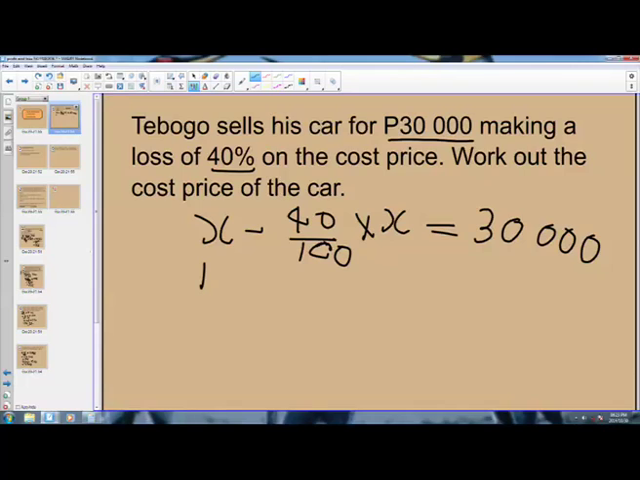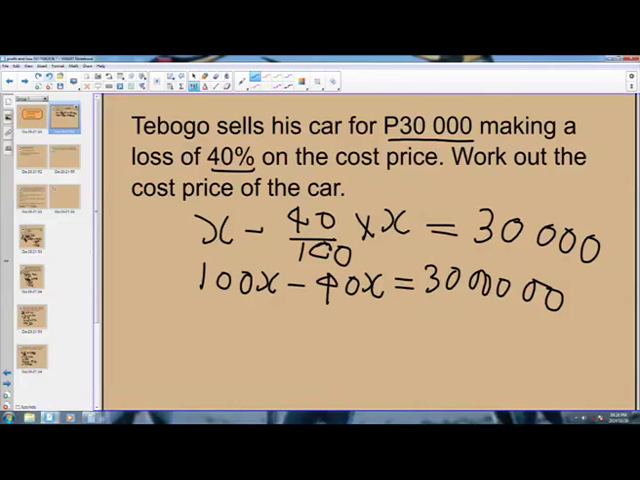This will be 100X minus 40X equals 30,000 times 100. Now when we multiply 30,000 times 100, it will be 00 here. Now 100x minus 40x gives us 60x. 60x equals 3,000,000.